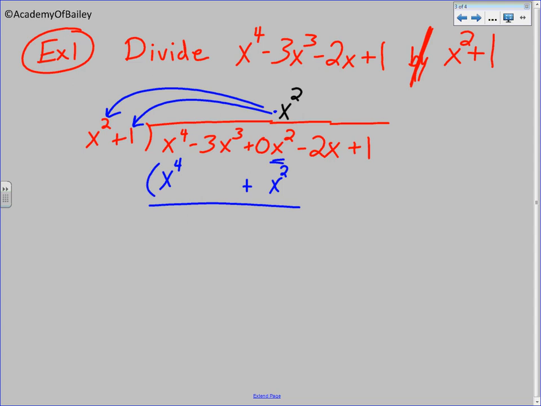Now, just like in elementary school when doing long division with numbers, we are also subtracting here. X to the 4th minus x to the 4th should leave us 0x to the 4th, which is what we're trying to do. We're trying to cancel out that x to the 4th. Negative 3x cubed, there's nothing that we are subtracting from it. And then if we have 0x squared minus 1x squared, and that's what we have.